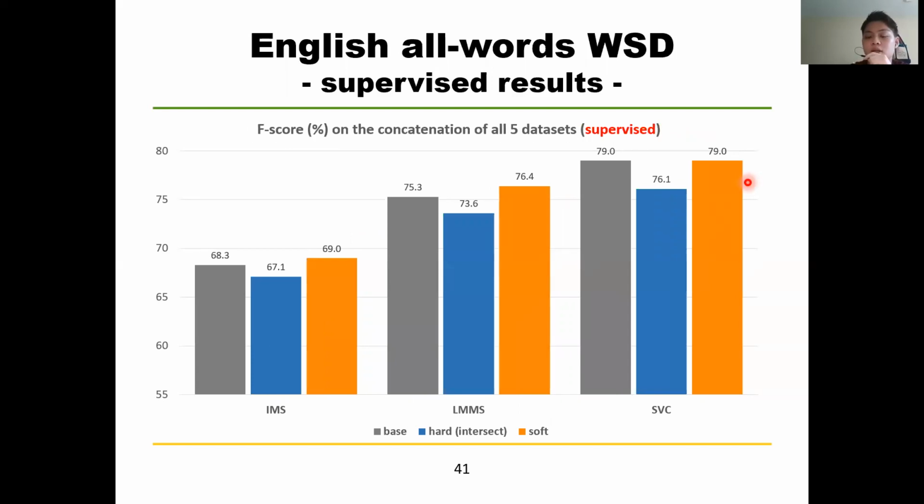And here are the results for supervised WSD. And again, HardConstraint completely failed to show improvements, but SoftConstraint can show good improvements over the strong supervised systems, except for SVC, for which we show the same results.